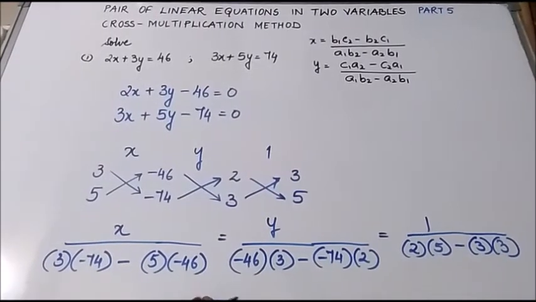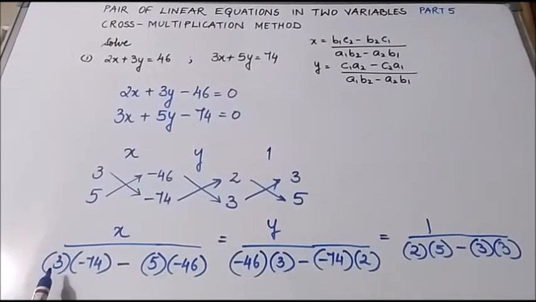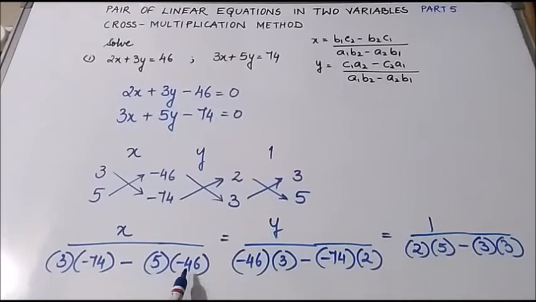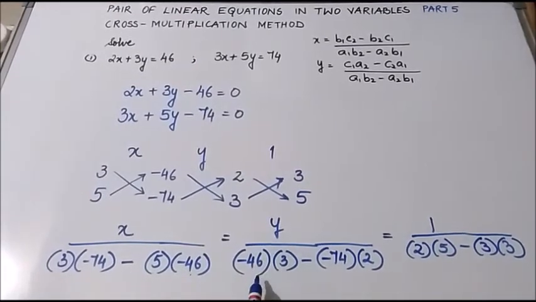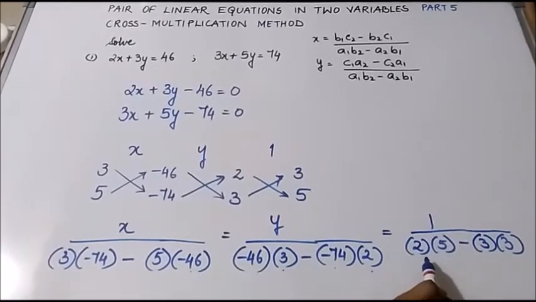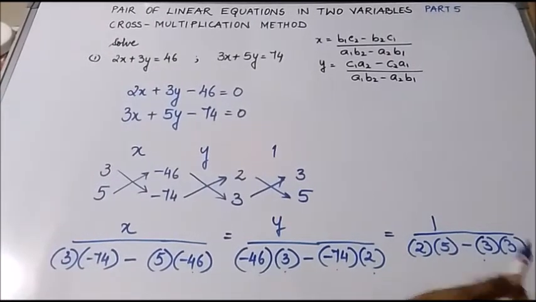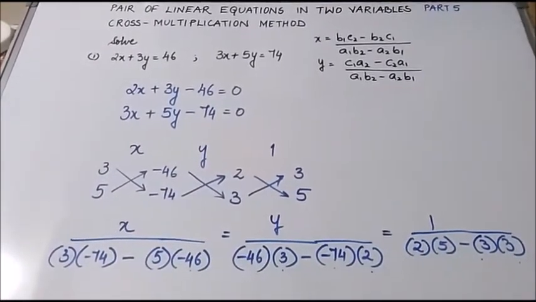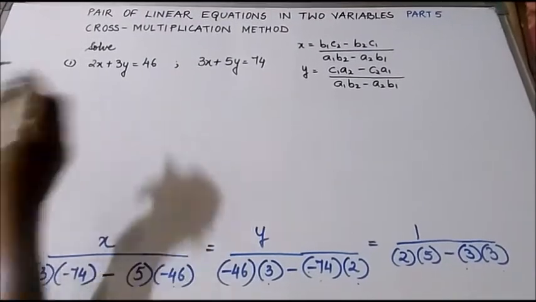Now, what have we done here? We have taken here x upon b1 c2 minus b2 c1. Here it is y upon c1 a2 minus c2 a1, and here it is 1 upon a1 b2 minus a2 b1. Let us solve it further.